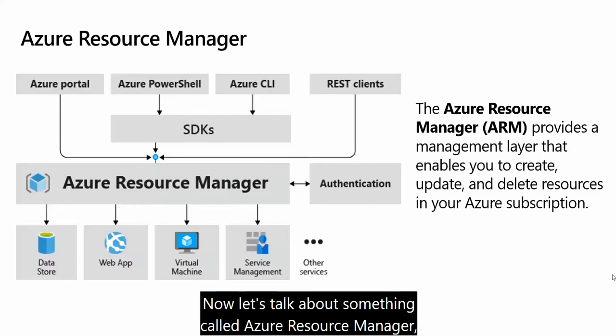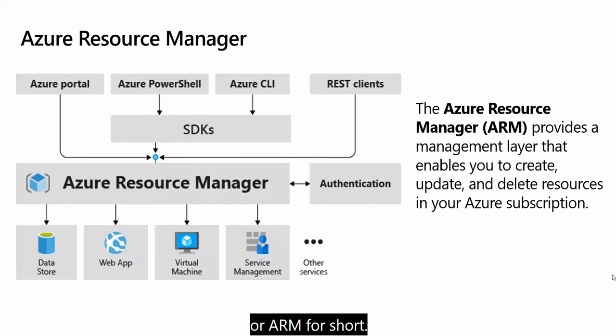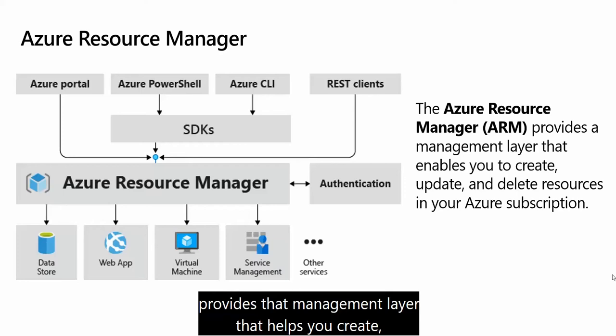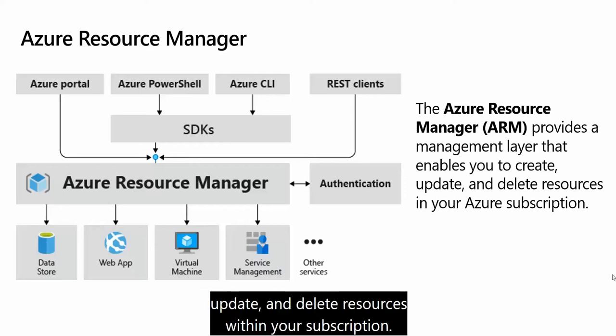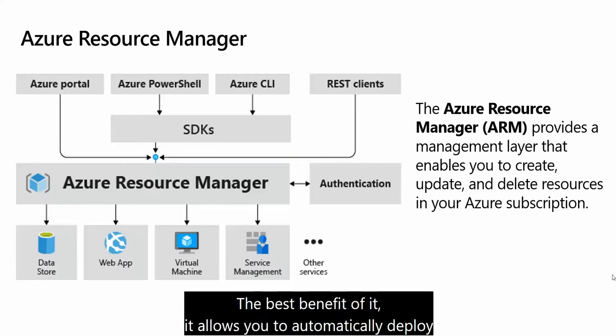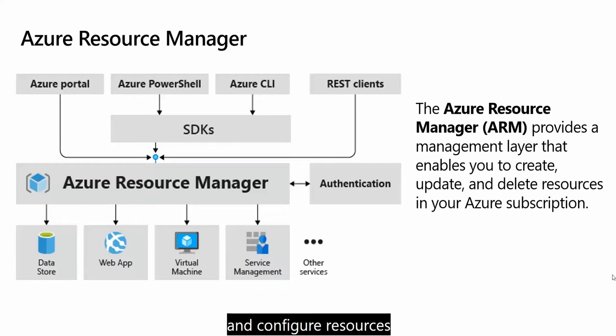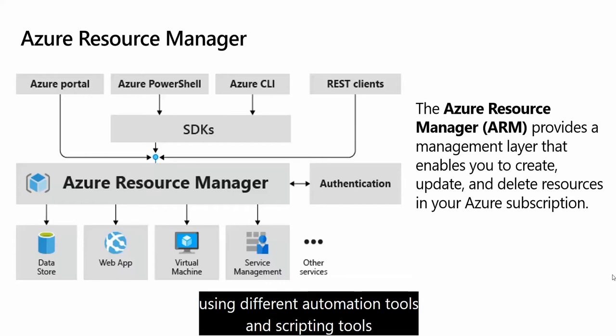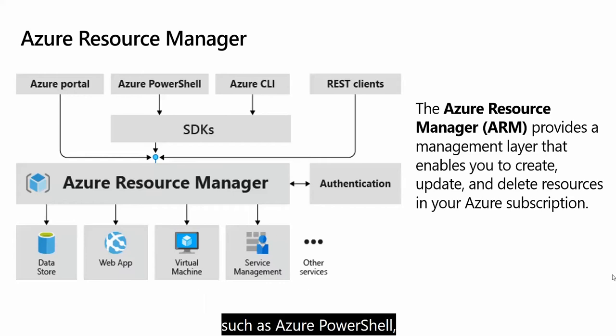Now let's talk about something called Azure Resource Manager, or ARM for short. ARM, or Azure Resource Manager, provides that management layer that helps you create, update, and delete resources within your subscription. The best benefit of it is it allows you to automatically deploy and configure resources using different automation tools and scripting tools such as Azure PowerShell, Azure CLI or Command Line Interface, the Azure Portal, REST APIs, and client software development kits.